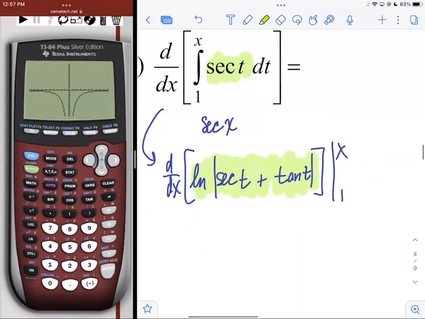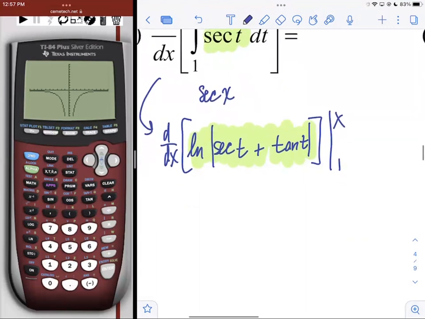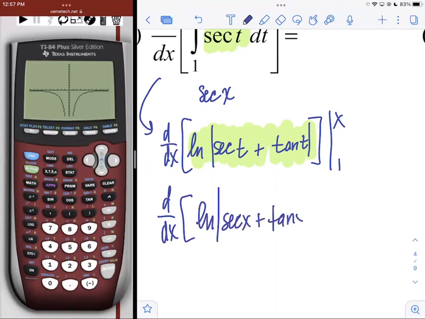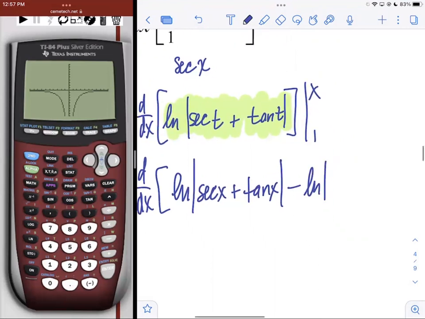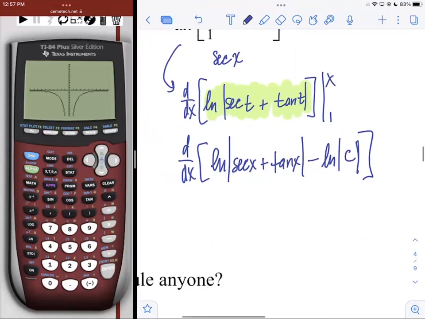Yeah. And now let's evaluate it, sorry. Now, before I take the derivative, that becomes the natural log of secant of x plus tangent of x, minus the natural log of, I'm just going to call this a constant. Are you okay with that? I don't want to write it all out because I know I'm going to turn around and take the derivative of it. The natural log of that constant is a constant. So let's take the derivative now.